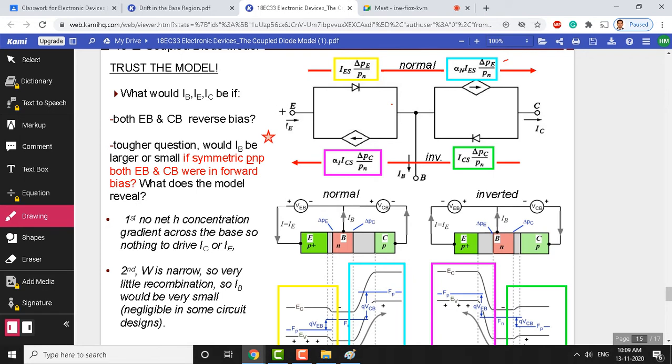Let us forward bias this emitter-base junction. We apply positive to the emitter, negative to the base. This is forward biased, and similarly we connect here. The collector is also forward biased, so we apply positive to the collector and negative to the base. So we have a forward biased collector-base junction and a forward biased emitter-base junction.